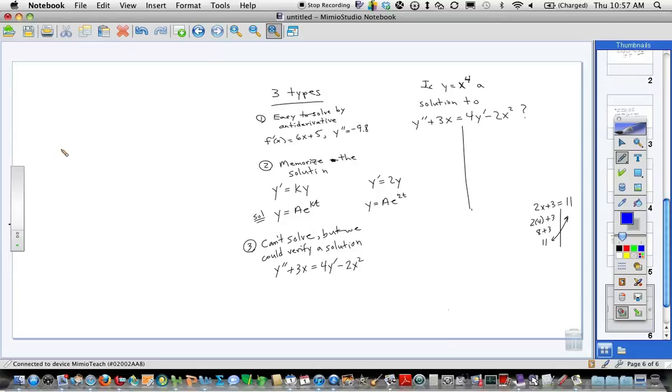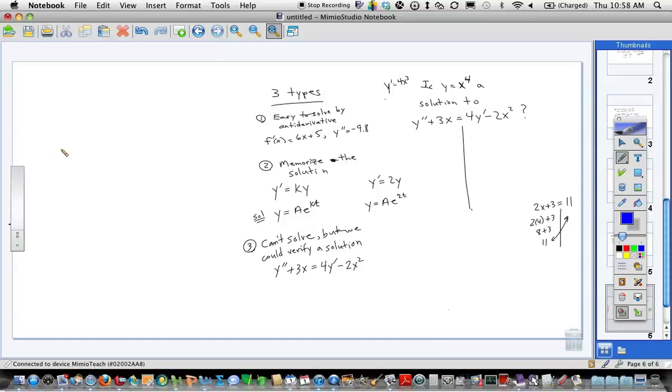That's what I want to do here. So I'm going to put this T-chart in here, and I'm going to plug my solution in. So everywhere I see a y, I'm going to put in x to the fourth. Oh, wait, I don't see any y's. So let's do the derivative. What's y prime?